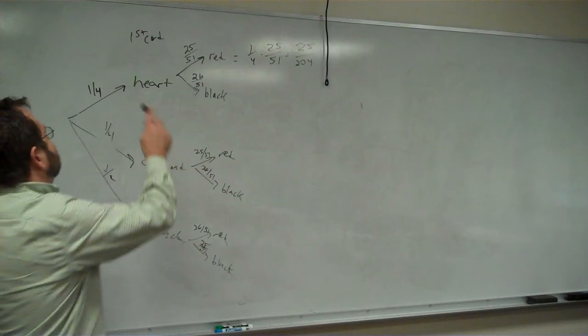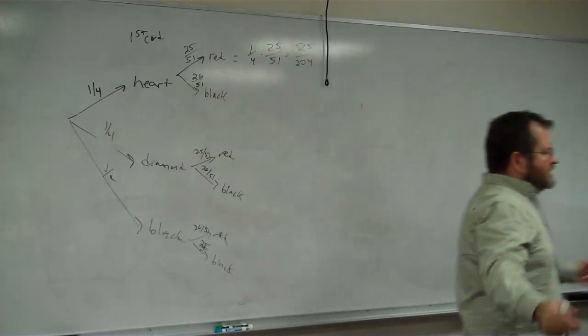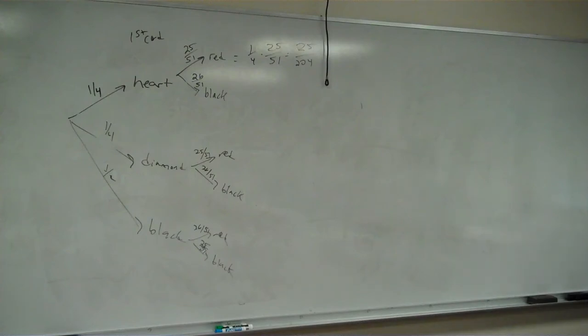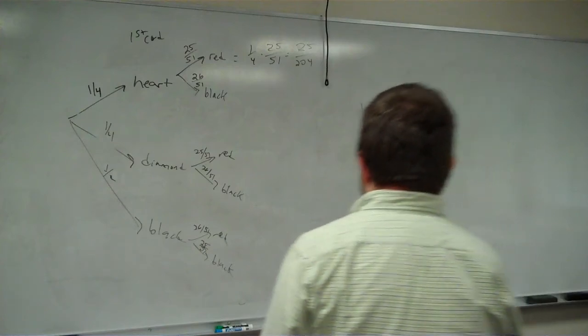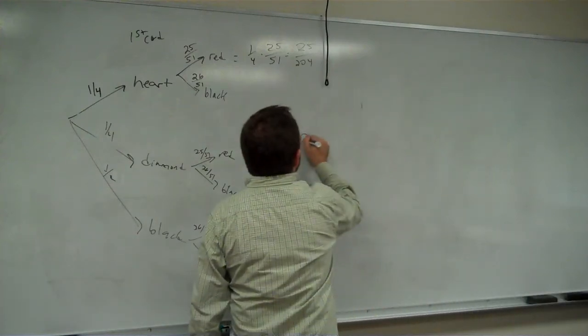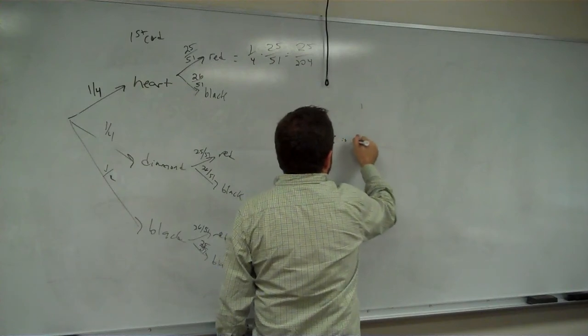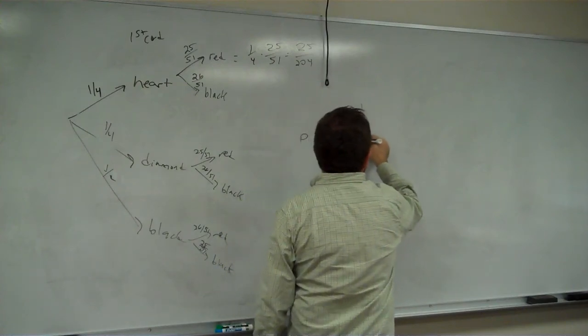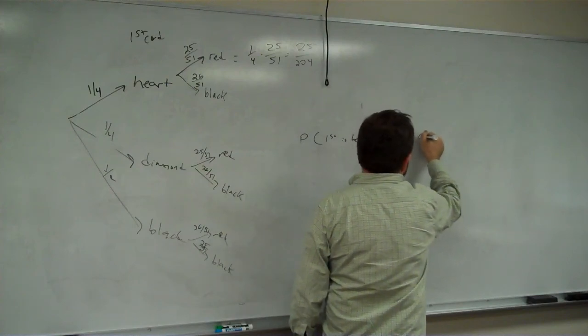So anyway, your probability of getting a heart and then a red card is 25 over 204, which is a little over 10%. Okay. Could we have done this using an AND kind of thing? Probability of first is a heart and second is red.